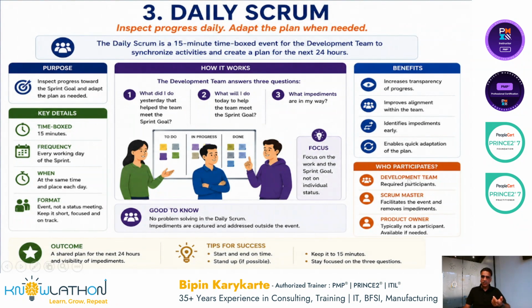The participants are again the development team, the scrum master, and the product owner. All of them come together. Outcome is a shared plan for the next 24 hours and visibility of impediments. Generally start and end on time, stand up if possible, and keep it to 15 minutes. Stay focused on the 3 questions.